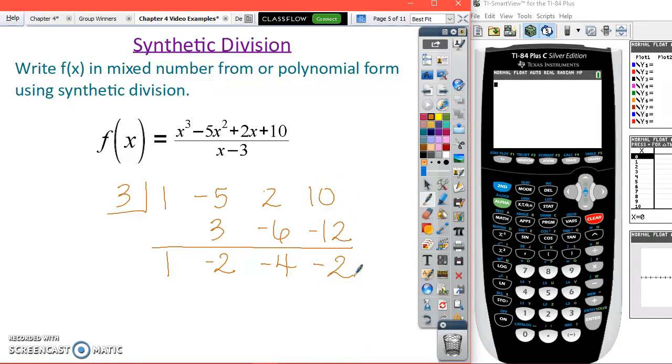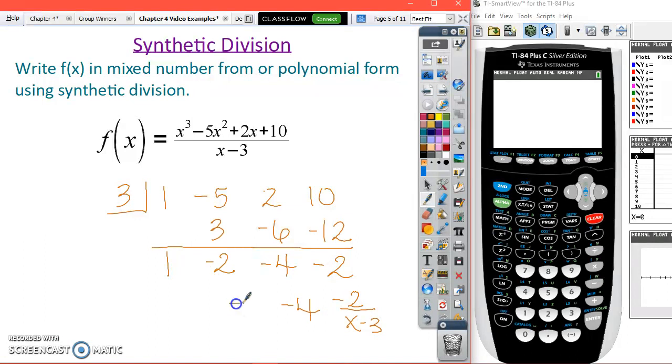So we end up getting a remainder here, which means that x minus 3 was not a perfect factor. And so to write this polynomial now in mixed number form, we're going to start with, over here is our remainder. And so we always place our remainder over what we were dividing by, which in this case is an x minus 3. Then as you work your way backwards, this is the constant term.